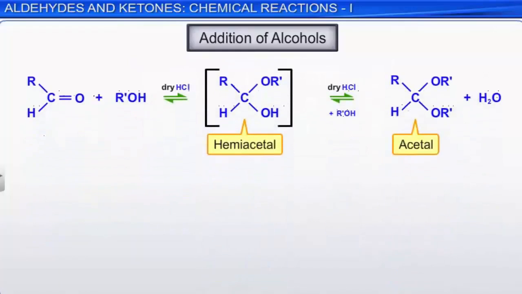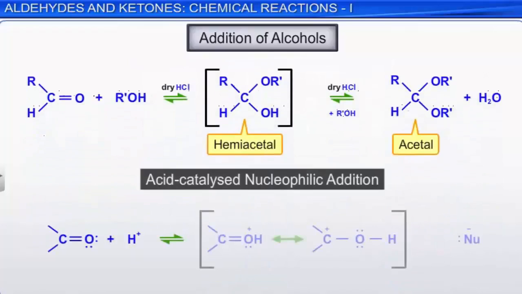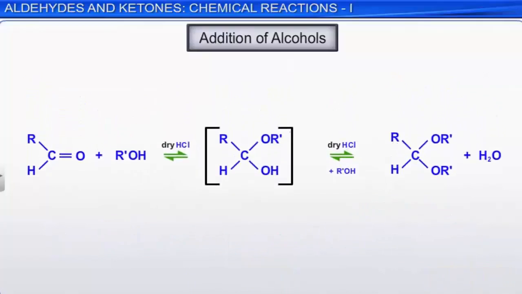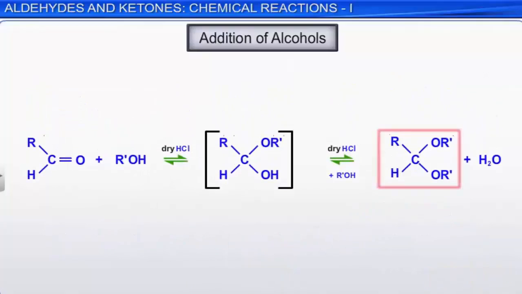This reaction is an example of acid-catalyzed nucleophilic addition in which dry HCl gas protonates the oxygen of the carbonyl group so that the oxonium cation formed is more susceptible to nucleophilic attacks. All steps involved in the formation of acetals from an aldehyde are reversible.